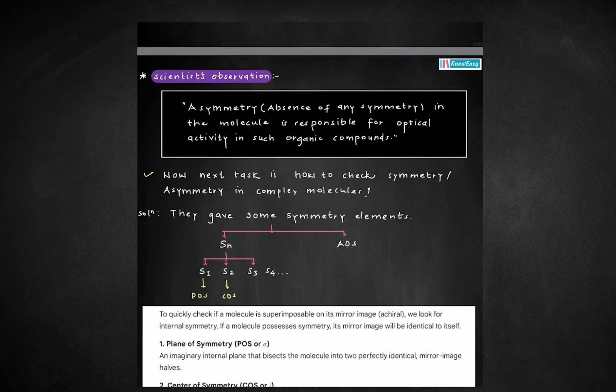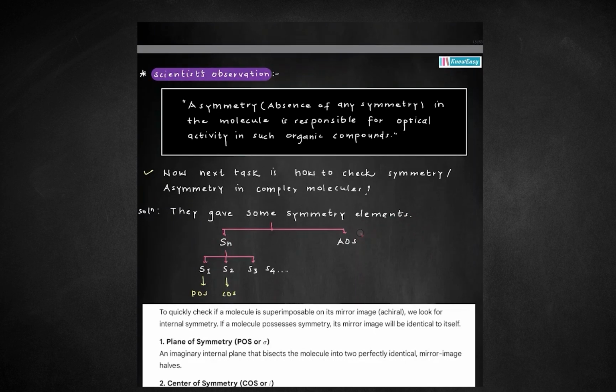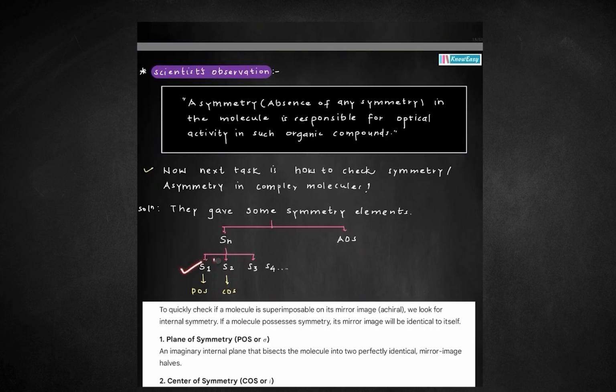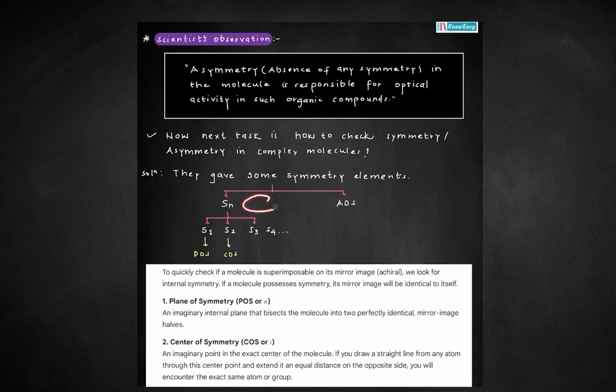So scientists gave some symmetry elements. The first one is called Sn, that is the alternating axis of symmetry, and the second is the axis of symmetry. The alternating axis of symmetry is further classified as S1, S2, S3, S4 and so on. Now what we generally study is the plane of symmetry or the center of symmetry. Plane of symmetry and center of symmetry are not different things. They are subparts of the alternating axis of symmetry. That is, S1 is nothing but the POS, the plane of symmetry, and S2 is nothing but the COS, the center of symmetry. So POS and COS are parts of the alternating axis of symmetry.